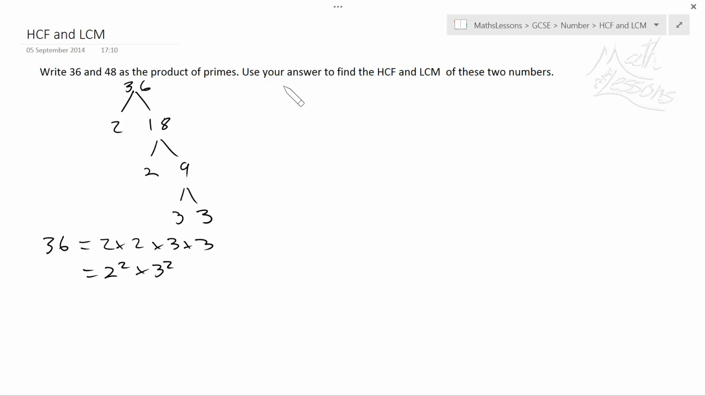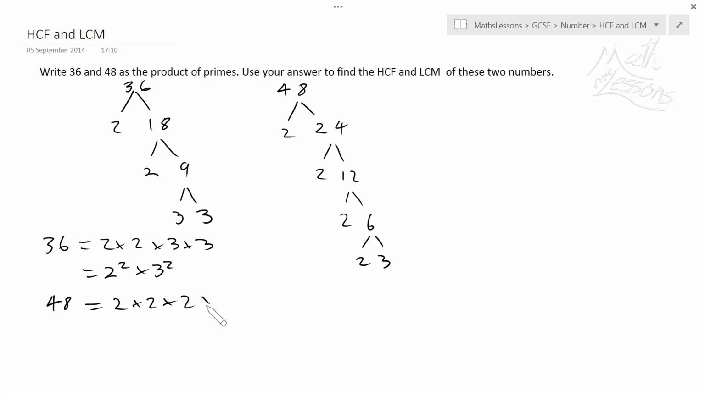Now, we're going to do 48 in the same way. So that's just 2 times 24, which is 2 times 12. You can pick any numbers using this method. 2 times 6, and we get 2 times 3. So 48 is 2 times 2 times 2 times 2 times 3, or more compactly, 2 to the 4 times 3.